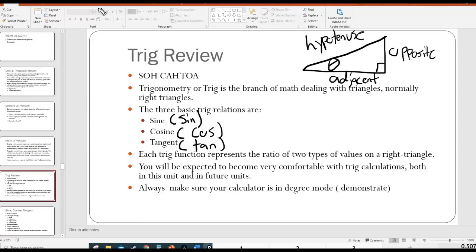All right, now, you might have heard of something called SOHCAHTOA, S-O-H, C-A-H, T-O-A, which is basically a mnemonic to remember the trig relations. Okay, so here's how this works. Sine, let's say sine theta, given our right triangle, is equal to the ratio of the opposite side over the hypotenuse.